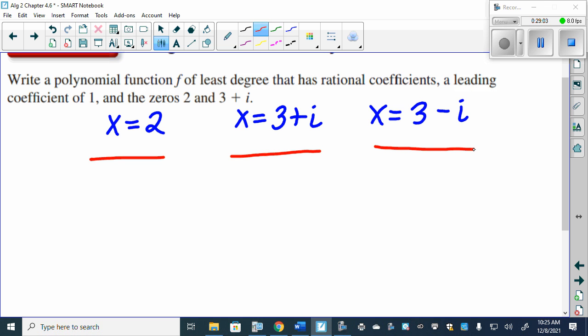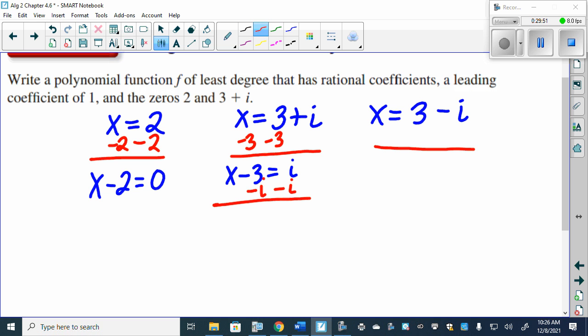Now to find the polynomial, we need to get all of these equal to 0. So for the first one here, we can subtract 2 from both sides, telling us x minus 2 is equal to 0. Really, what did we do? We moved 2 from one side to the other and changed the sign, didn't we? So if we work this one out, we would subtract 3 from both sides, telling us that we have x minus 3 is equal to i. And then we would subtract i from both sides, telling us that this is x minus 3 minus i is equal to 0.